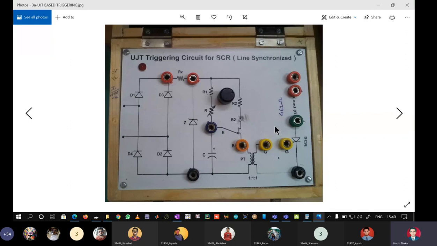Is the kit photo visible to you? Yes? Yes, sir. So we can clearly see that in our lab we have one kit which is called line synchronized UJT triggering circuit. So line means mains. Whether you say synchronized or mains synchronized or line synchronized, it all means the same.